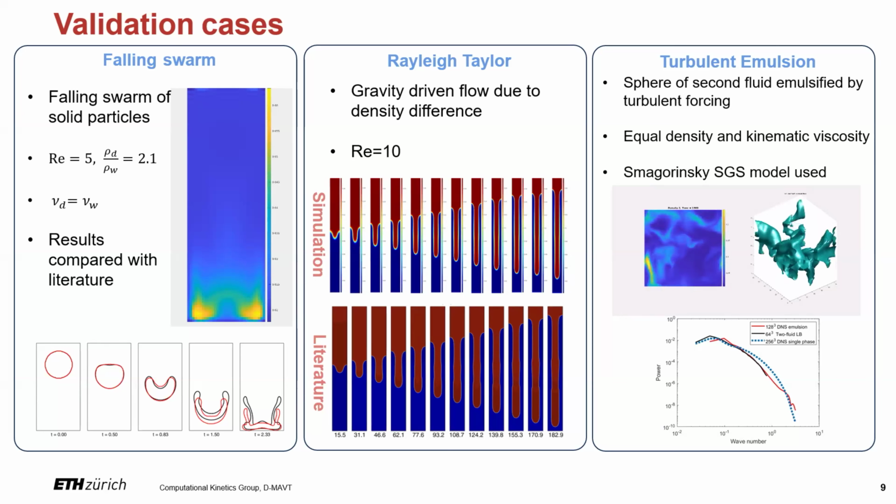The blue line over here is a single phase DNS result, and the red line is the two-phase emulsion simulation in the DNS using pseudopotential. And the black line over here is our result from the two-fluid model, and it matches very well with the DNS result, which indicates that the physics is being done correctly.